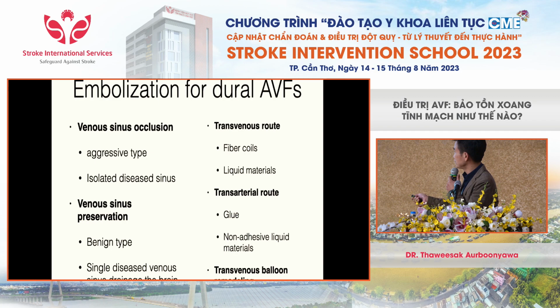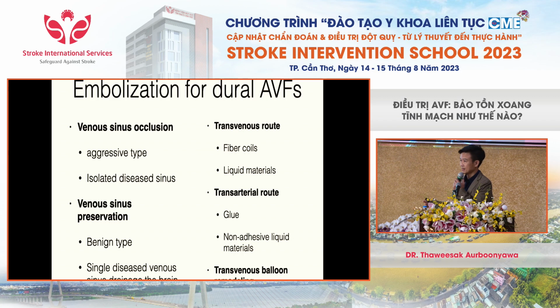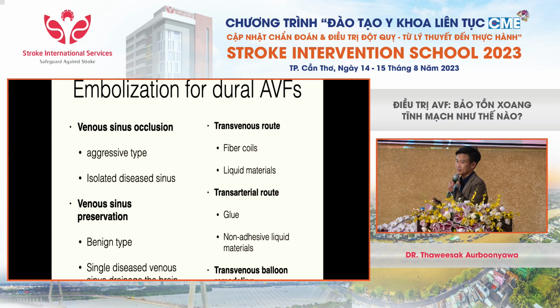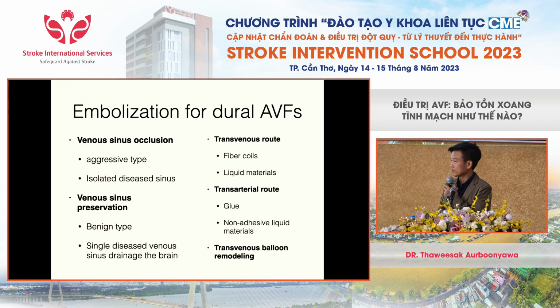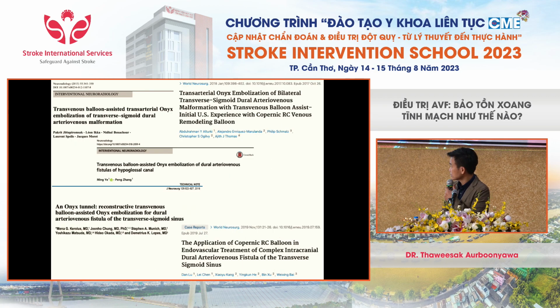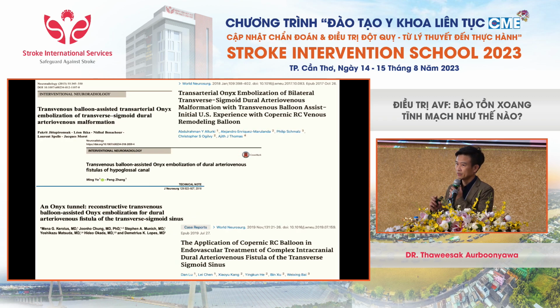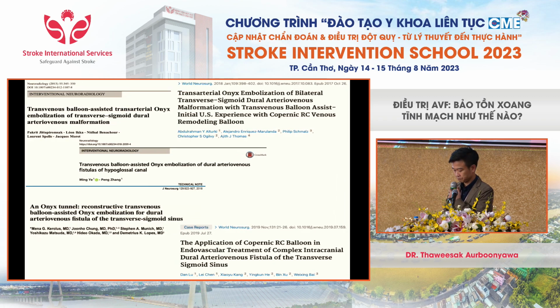If you use the transvenous approach with a fiber coil, for example, you occlude the sinus. And also with liquid embolic material, sometimes you occlude the sinus. And also with the transarterial approach, you occlude the sinus. Sometimes you need transvenous balloon remodeling to preserve the sinus. You can look in the literature for the technique and the details of the materials.